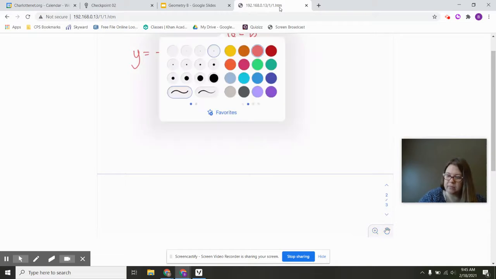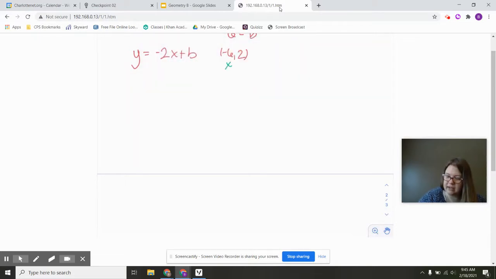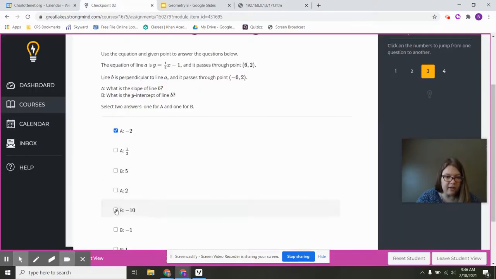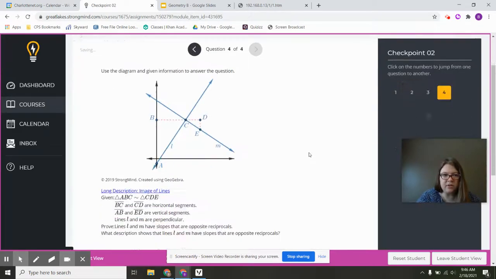And again, we're going to plug things in. This is the x, that's the y, into this x and that y. So negative 2 times negative 6 is positive 12 plus b is equal to 2. So minus 12 from both sides to get the b alone. So we get negative 10 is equal to b. So come back to checkpoint 2. Negative 10 is b.